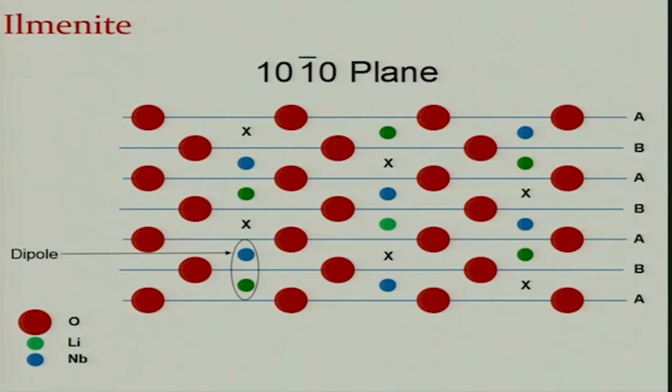This is what lithium niobate is, and since you have these lithium and niobium atoms stacked in this fashion, they also form dipoles. These are permanent dipoles, and all of these dipoles point in the same direction. This is lithium, this is niobium, and there is a charge density difference, so you have dipoles pointing in this direction. So this is basically a ferroelectric material because of the permanent dipole moment.